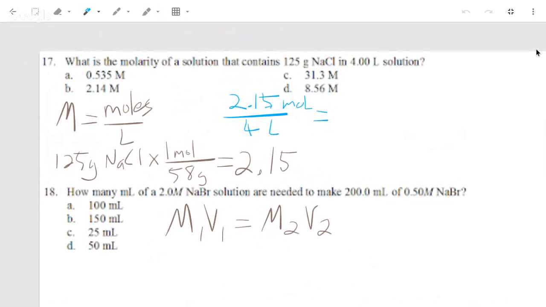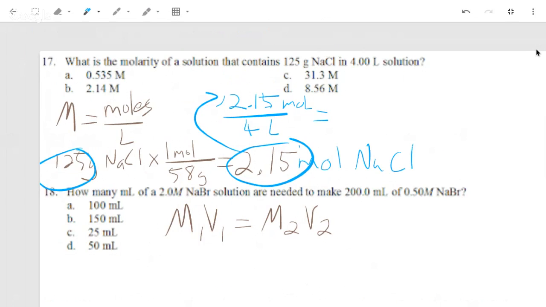I worked this one out already too. You can see on the bottom here, I took the 125 grams. That's given in the problem. It's salt. The mass of salt is 58 grams. So you take 125, divide by 58 to convert it to moles of salt. Let me add that on there. Moles of NaCl. So that's my top number. That's the moles. And the bottom number is given in the problem. That's just 4. So it's 2.5 over 4. Should be about 1/2.